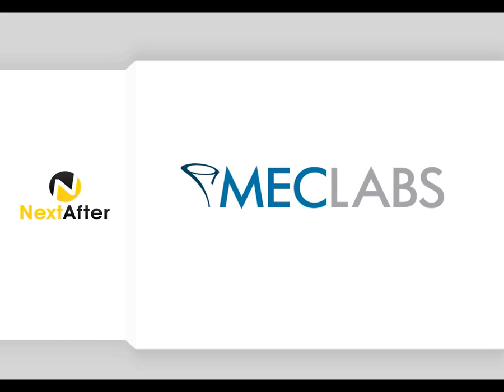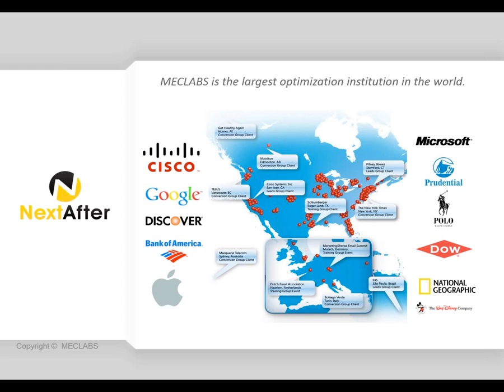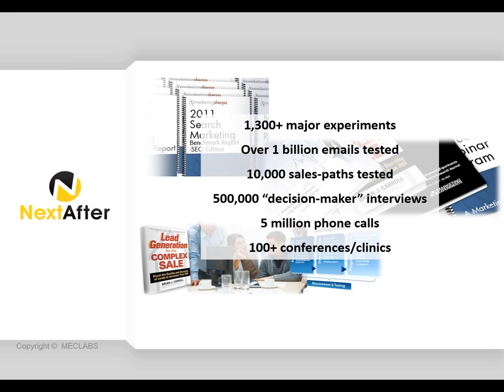Through the course of their research, they have performed over 1,300 different individual experiments. They've tested over 1 billion different emails, 10,000 different conversion paths. They've interviewed over 500,000 decision makers that work at different marketing organizations. And they've put on all these conferences and clinics throughout the country and around the world, sharing some of this research and methodology. So what we're going to do is first ground ourselves in the fundamental Meth Labs theory as it relates to email optimization.